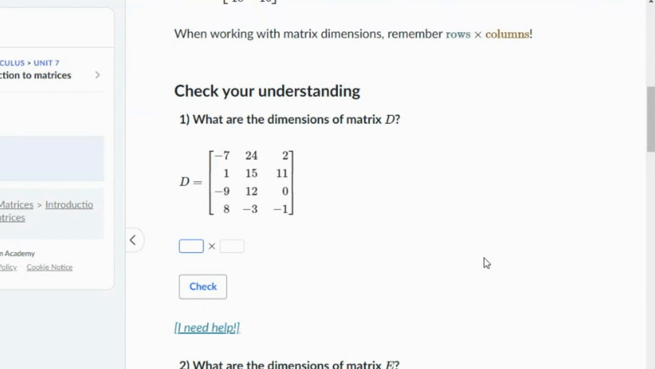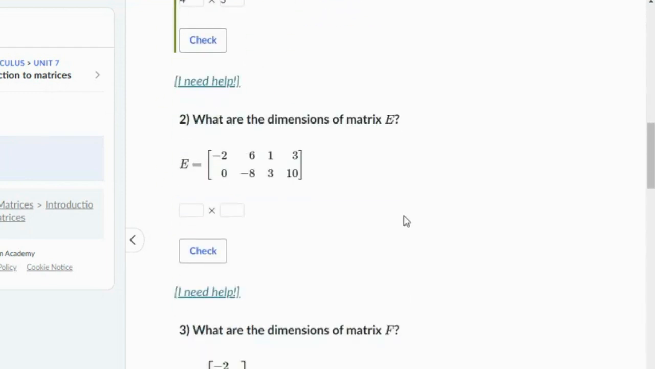All right, I'm seeing a few people putting some 4 by 3s up there. So let's test that out. I'm going to put 4 by 3. Check. Hey, it gave us a green check mark. Good job.